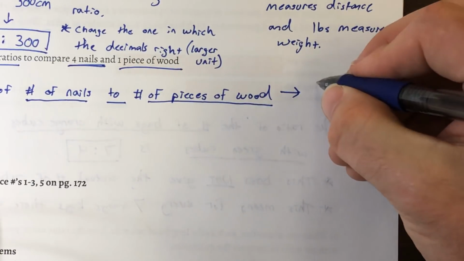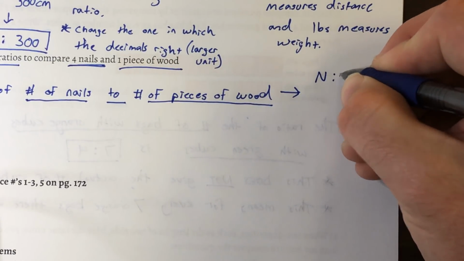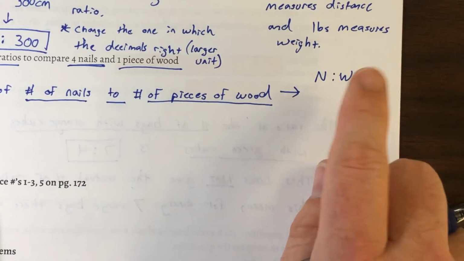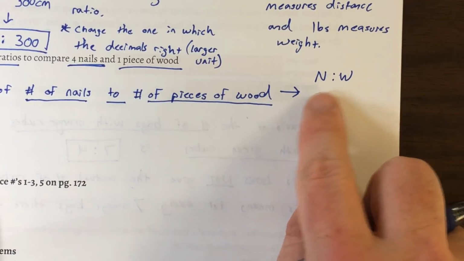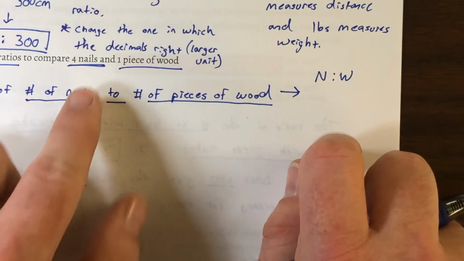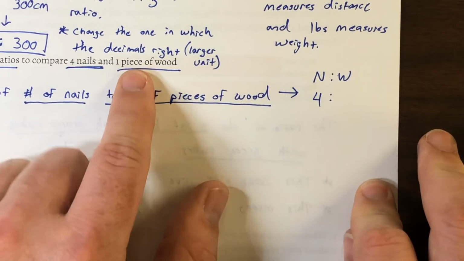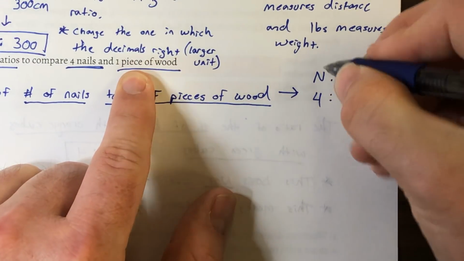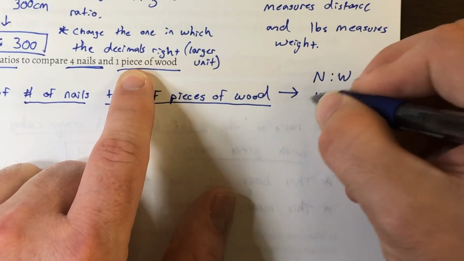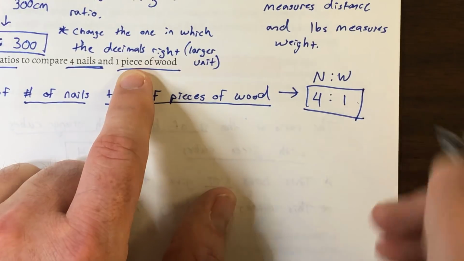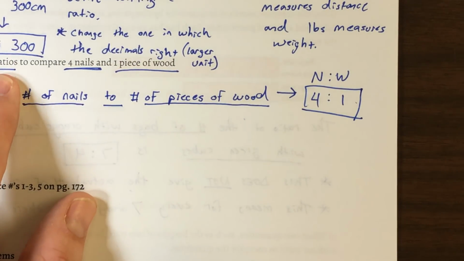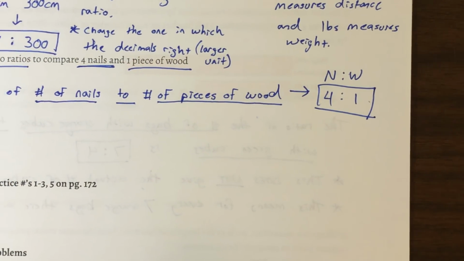So this is what I'm going to do to keep track. N to W. It means I need nails first, wood second. And as long as I keep that, I won't mess up. So nails, 4. Colon. All right, wood, 1. So nails to wood, 4 to 1, in that order. So that's one ratio. It said write 2 ratios to compare them. So let's basically flip it around.